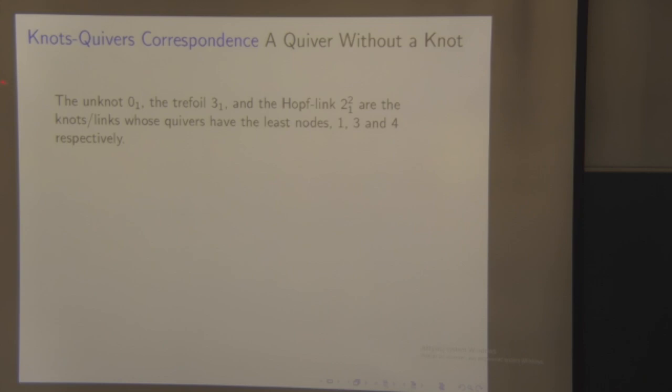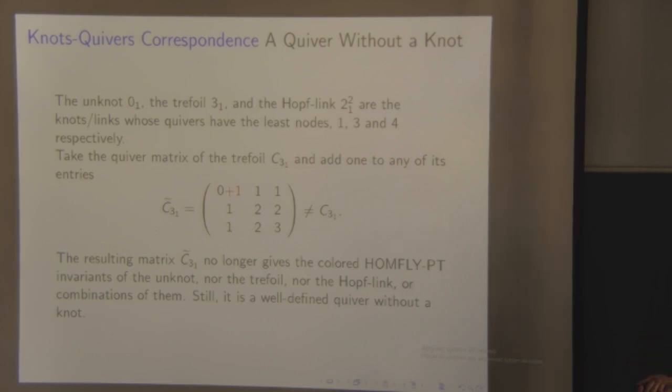So I showed you that the unknot has a one-vertex quiver for this generating series. The trefoil has a 3-node quiver, and the Hopf link actually has a 4-node quiver. One simple way to show that there is a quiver without any knot is just to add a unit to any entry of this matrix. It won't reproduce the HOMFLY-PT polynomials of the trefoil anymore, but it's still a perfectly valid quiver generating series. So this matrix already shows that there are some quivers that cannot be associated to knots.